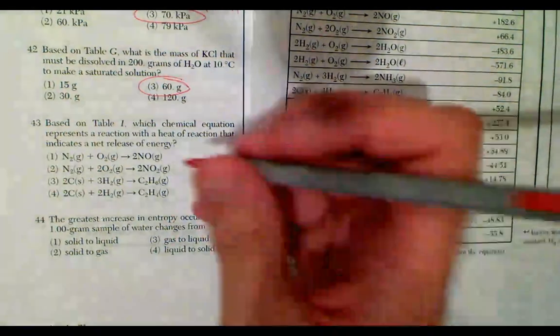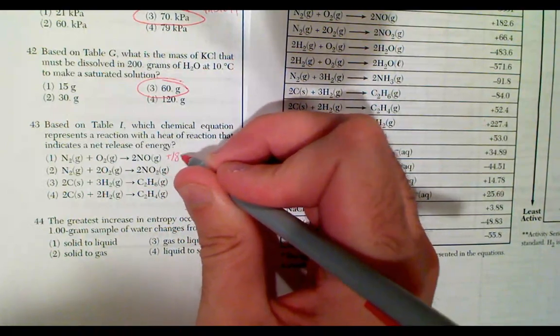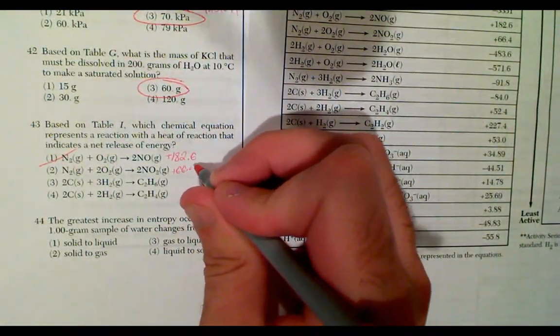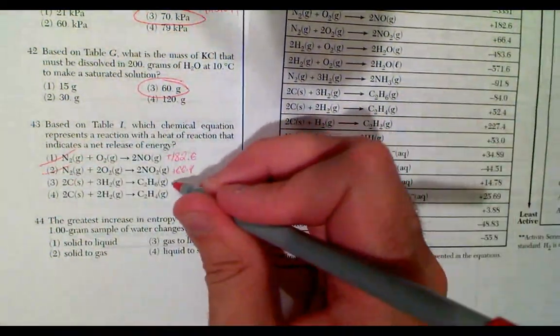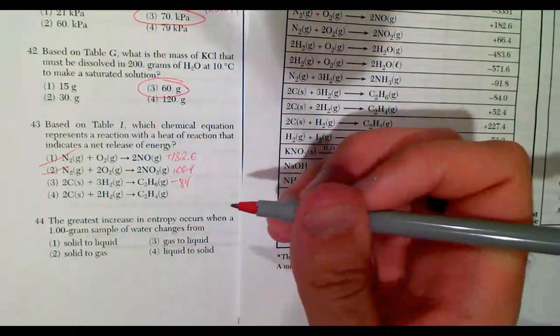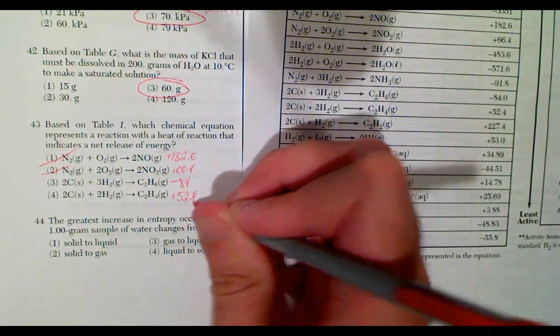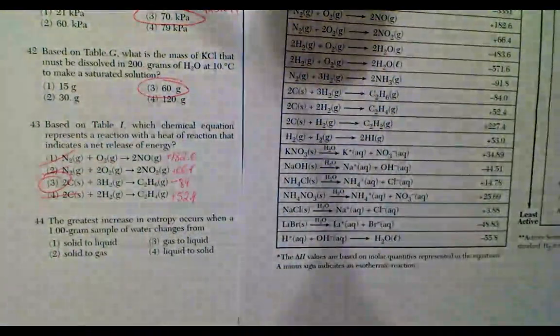I looked it up already. When I went through this reaction right here, the energy change was plus 182.6. Not a negative number, not the right answer. Second one, energy change was plus 66.4. Not a negative number, not the right answer. Third one, energy change was minus 84. I'm going to leave that, but it sure looks like it's our right answer. Number 4, the energy change was plus 52.4. Not a negative number, not our correct answer. 3 is the only one that makes sense.